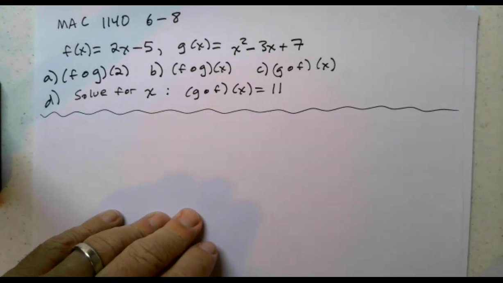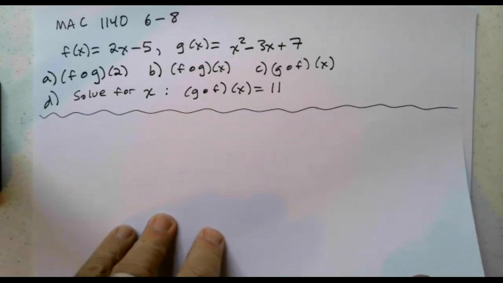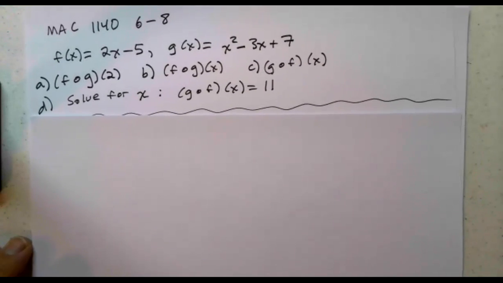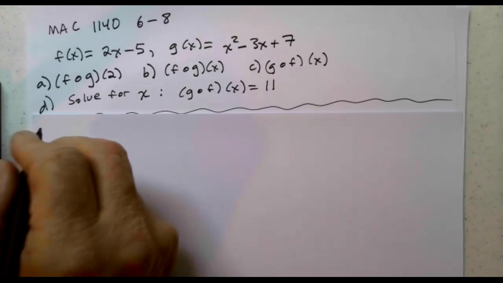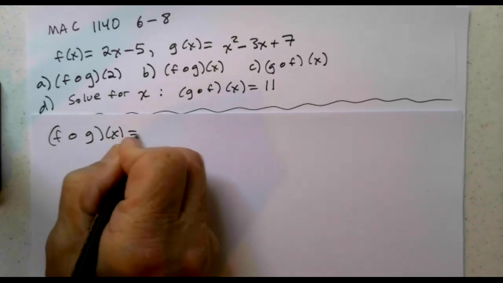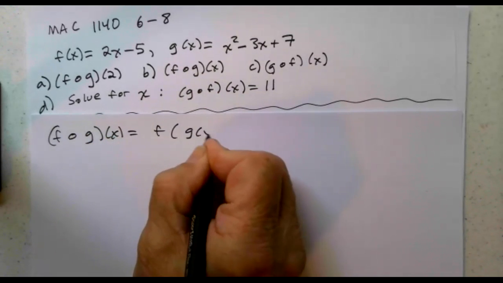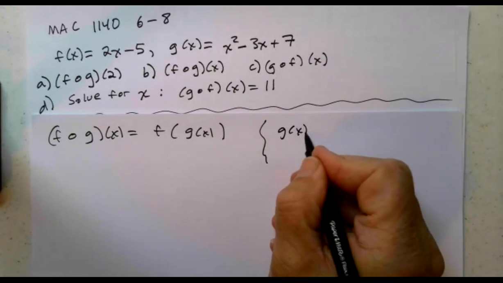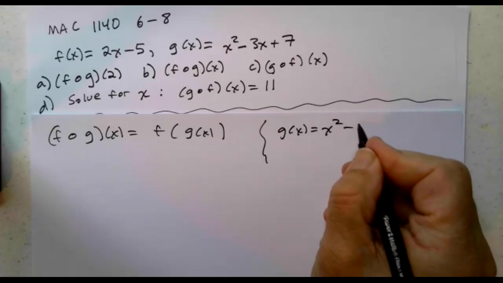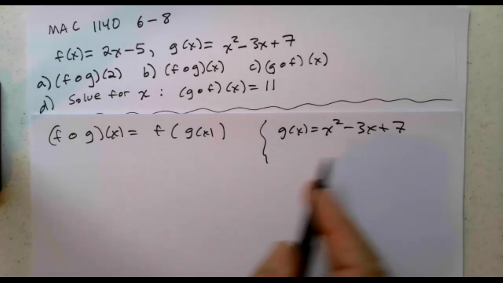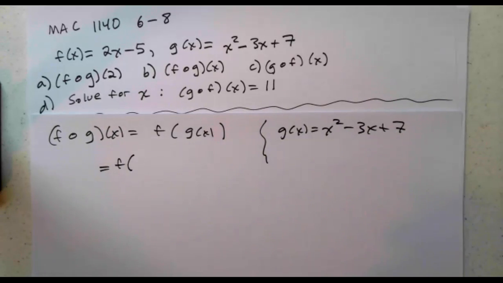Our next question is f circle g of x. So this time we have to create a new function. How does that process work? F circle g of x is f of g of x. That's what it means. But what do I know? What is g of x? Well, g of x is x squared minus 3x plus 7. So I'll replace this g of x with that value. So this now becomes f of x squared minus 3x plus 7.